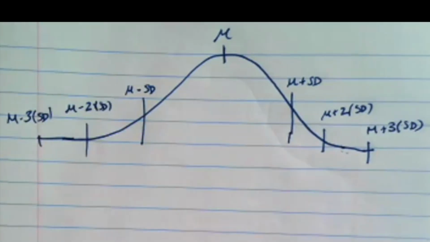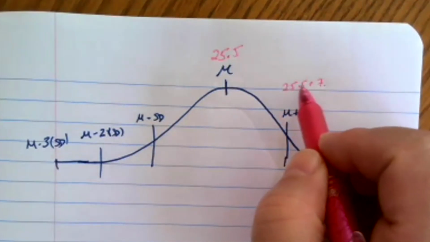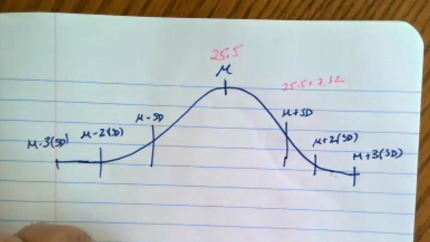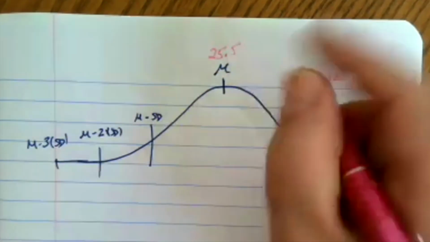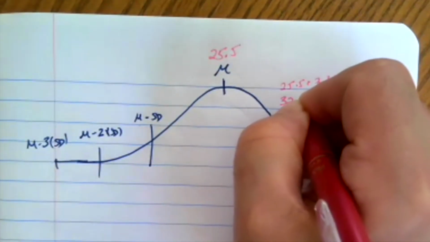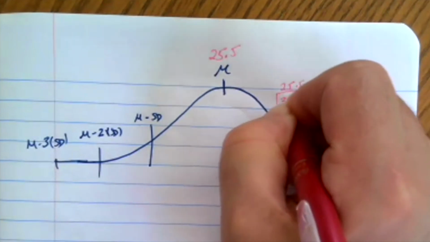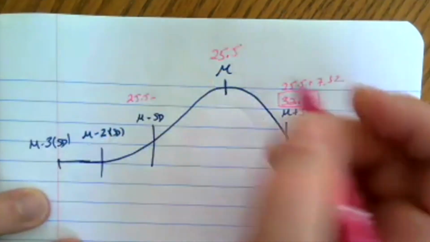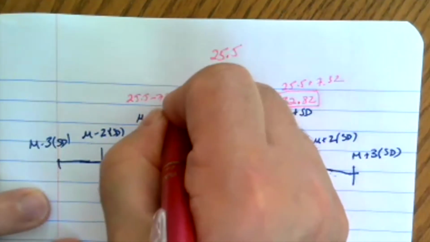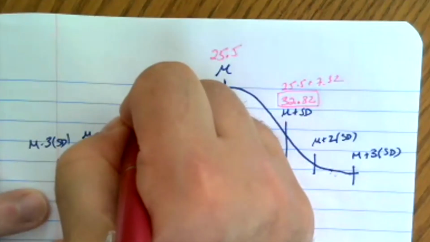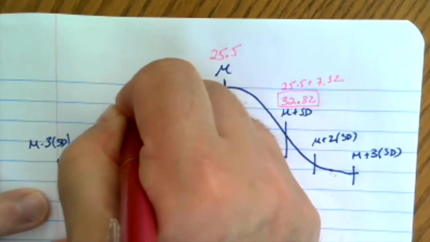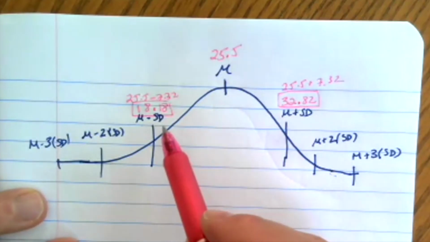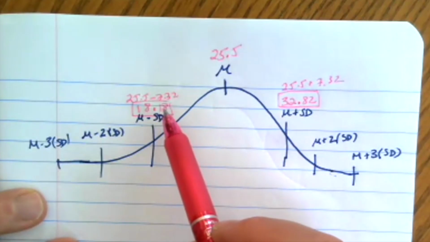So if you recall from the previous, if the mean plus the standard deviation is 25.5 plus 7.32, then we get a value of 32.82. That's the mean plus the standard deviation. Now let's subtract it the other way. 25.5 minus 7.32 gives us a value of 18.18. So we're saying 68% of the data is falling between 18.18 and 32.82.